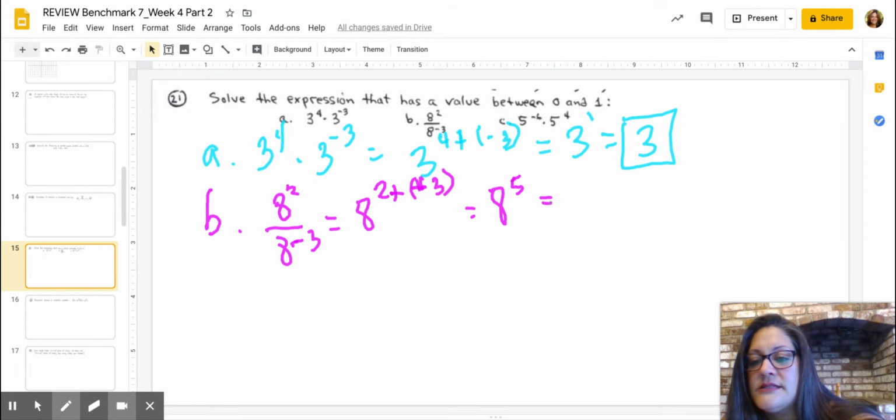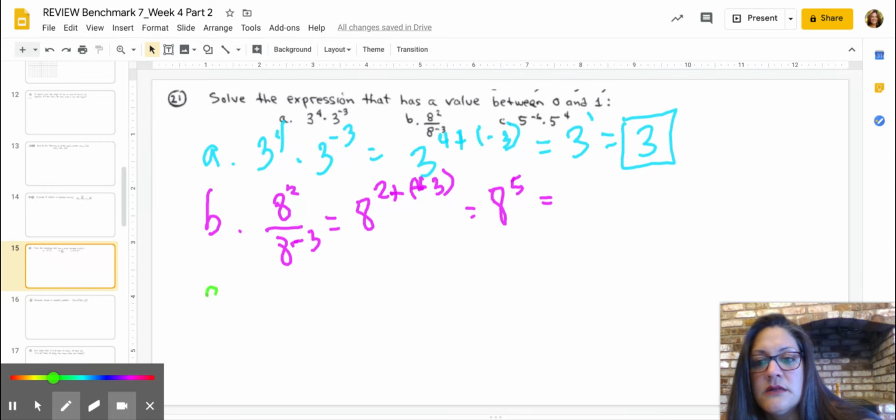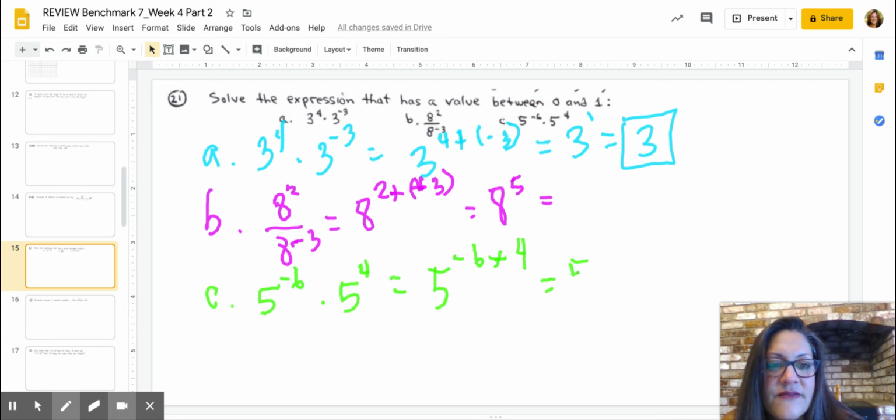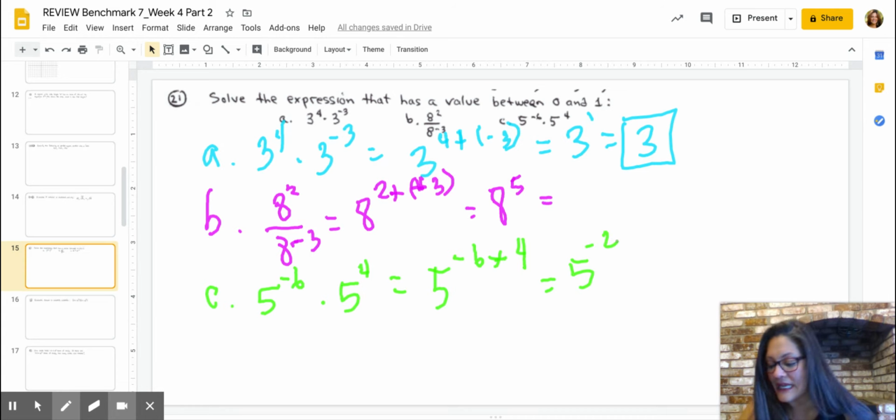Okay, and then C. 5 to the negative 6th times 5 to the 4th. So we're going to add those. 5 to the negative 6 plus 4. So that is 5 to the negative 2nd.